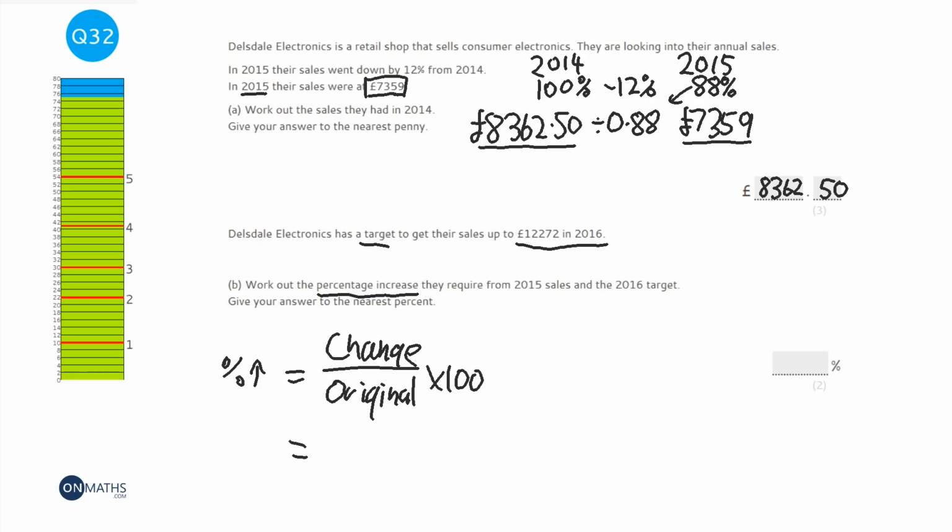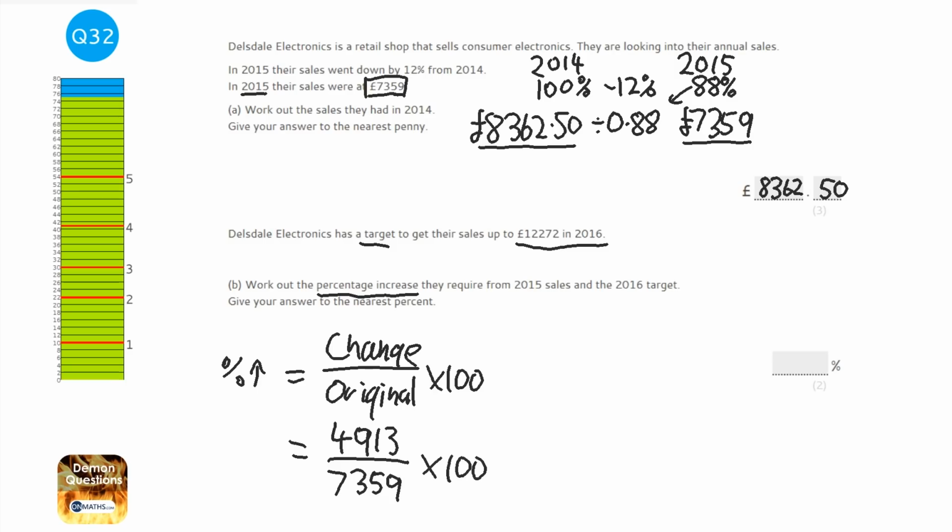So they're looking for it to change by 4,913. The original was at 7,359, and we need to times by 100. So I'm going to divide that by 7,359, times it by 100. And that gives me 66.7617, and so on. So that's to the nearest percent, so that's going to be 67%.